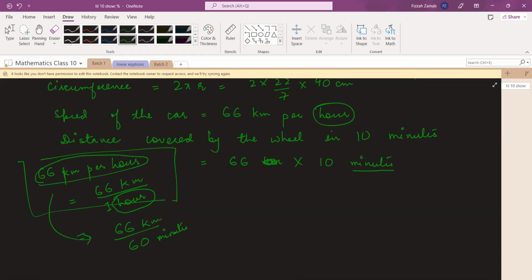Now the answer will be in minutes, so this will now be 66 kilometer divided by 60 minutes. So we have converted this. As you can see, the minutes cancel out, and the answer will only be in kilometer, which you should get because you are finding distance. All the other units should get cancelled out. Just multiply: the zero goes off and 66 divided by 6 is 11. So 11 kilometer is the distance.